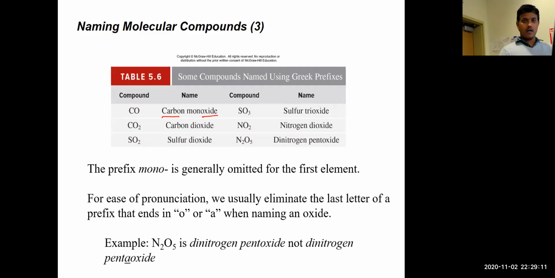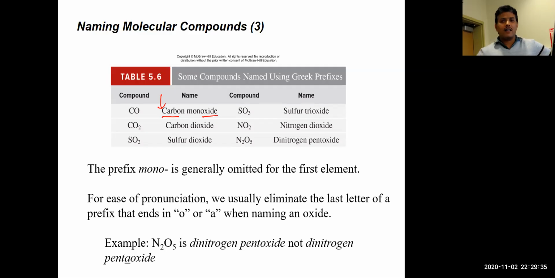Because you only have one oxygen, you're saying one oxygen. The only exception where you don't have to use mono is for the first element. You don't have to say that this carbon already had just one. I guess the name looks boring if you say monocarbon monoxide, and it also looks long and redundant.